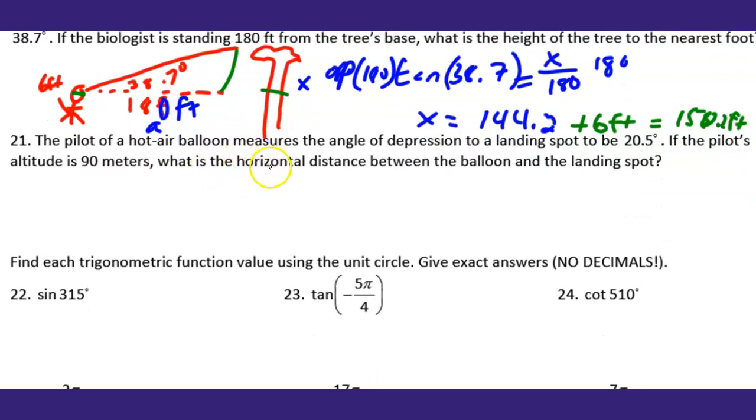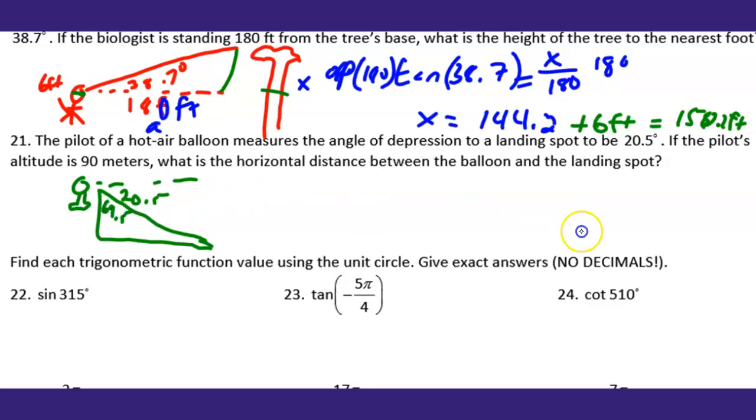The pilot of a hot air balloon measures the angle of depression to the landing spot of 20.5. So, hot air balloon has an angle of depression. And you have to remember, guys, that's not the actual triangle itself. This angle right here is the angle of depression of 20.5. So real quick, we're going to do 90 minus 20.5, which is 69.5. So this angle right here is 69.5. We're going to use that.